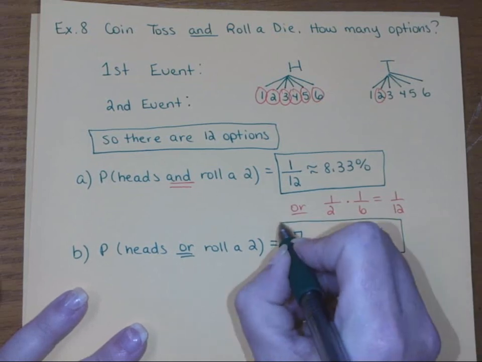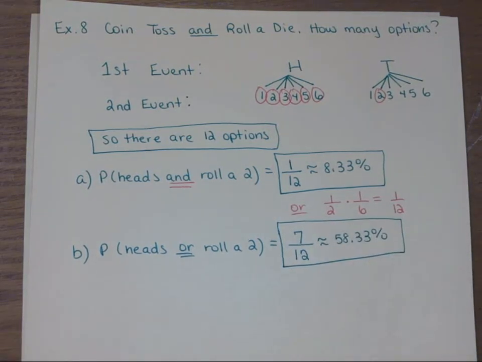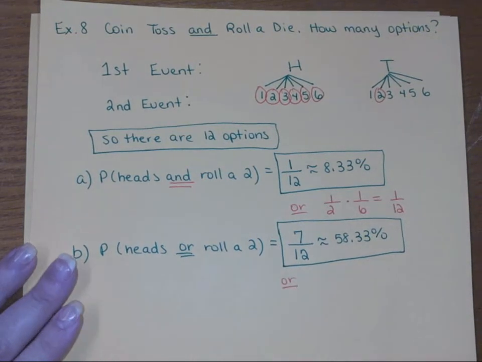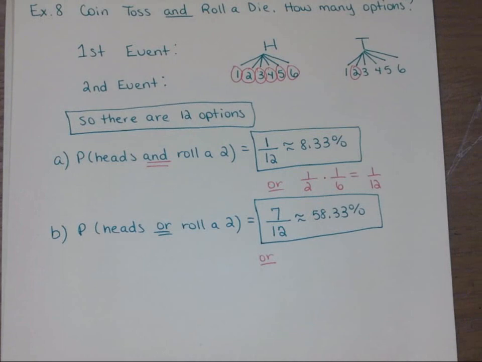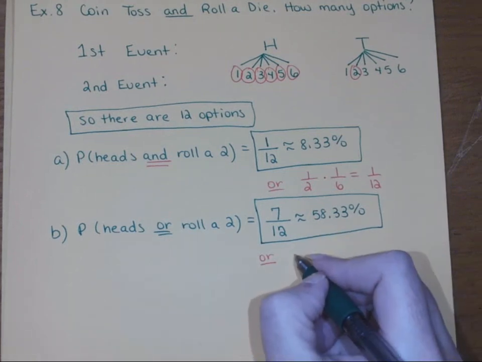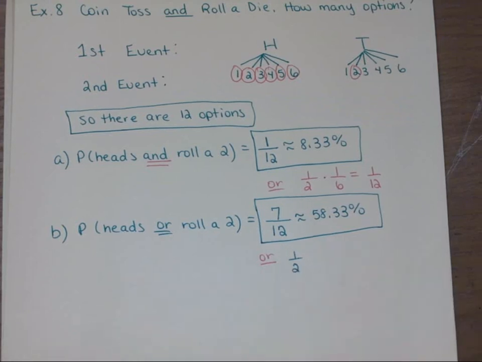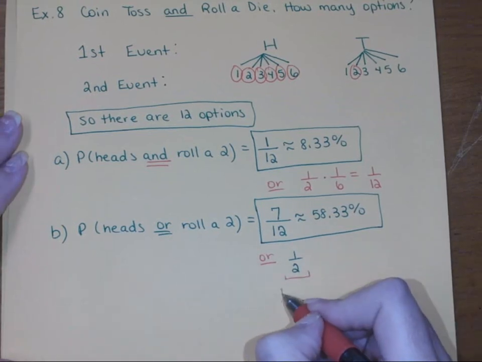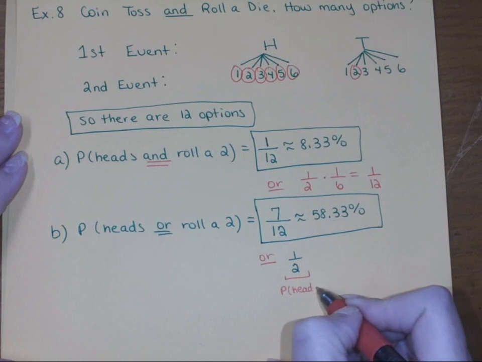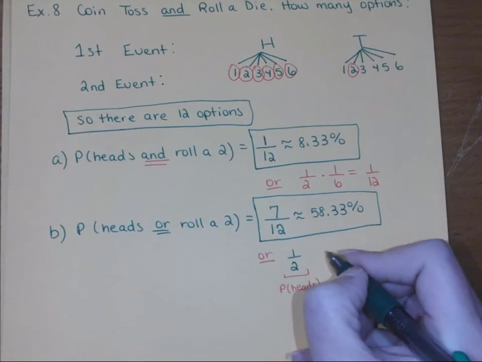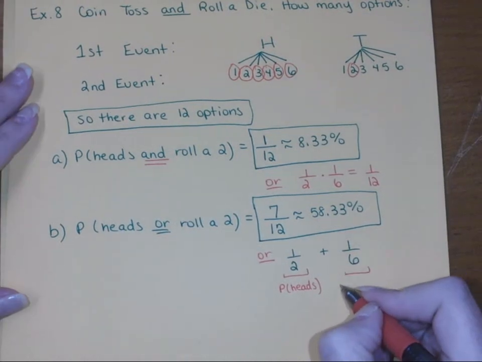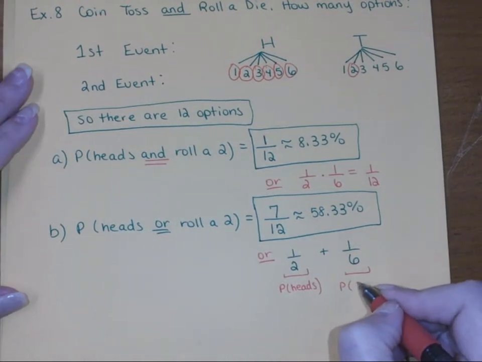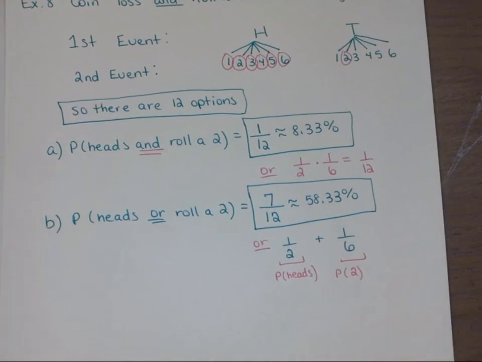So with a tree diagram, you can sometimes come to your answers without having to have a whole lot of formulas. Okay, but let's talk about how we would get the same formula if we did it this way or the other way. So remember, or means the probability of the first, right? Well, the probability of the first is 1 out of 2. That's the probability of heads. And then we're going to add that to the probability of rolling a 2, not a 6, but it's 1 out of 6.